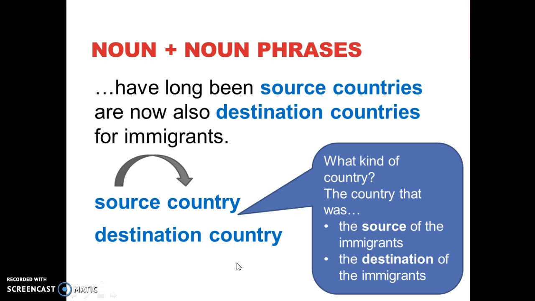And here we also have a source country and we have a destination country. So the source country is the source of the immigrants, the country they came from. The destination country, the country that was the destination, where they wanted to go of the immigrants. Countries that have long been source countries are also now destination countries for immigrants.